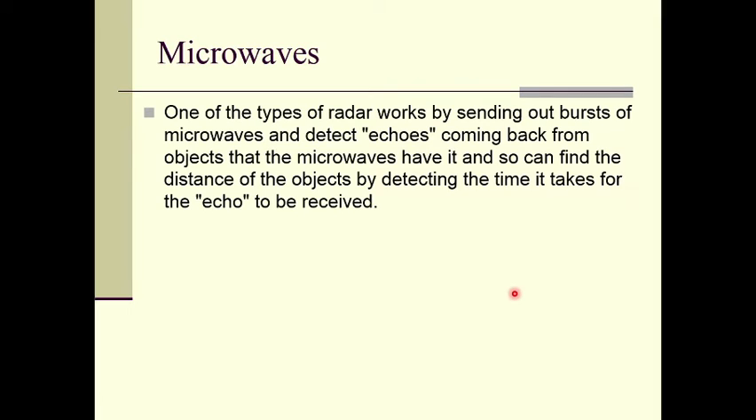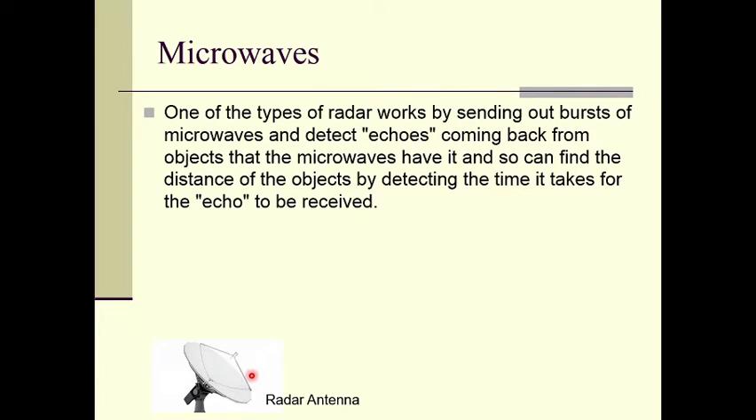One type of radar works by sending out bursts of microwaves and detecting echoes coming back from the object that the microwaves have hit, and so it can find the distance of the object by detecting the time it takes for the echo to be received.